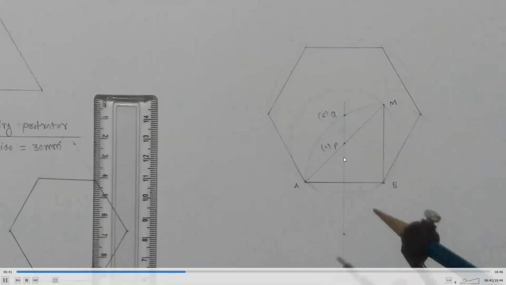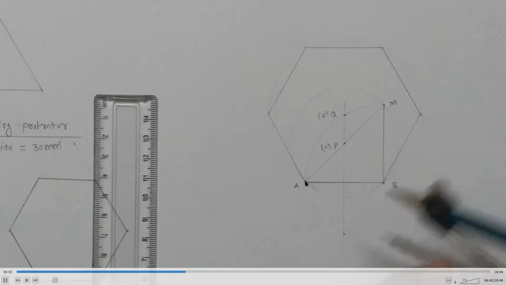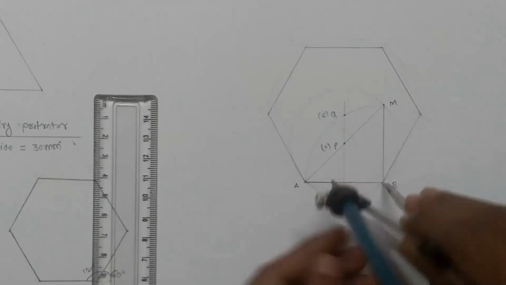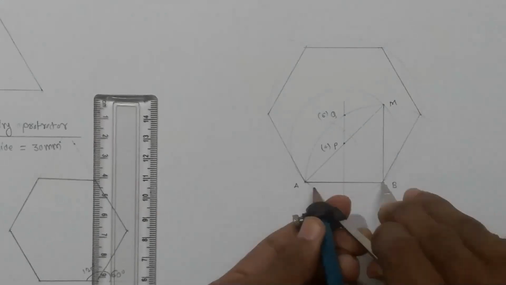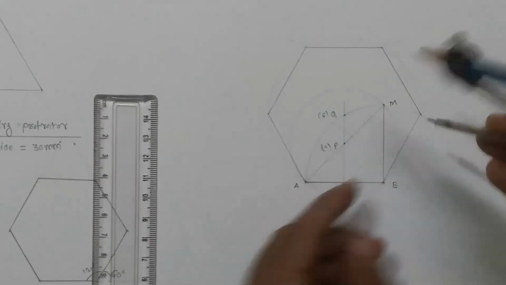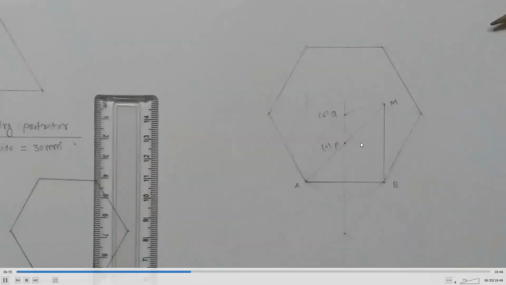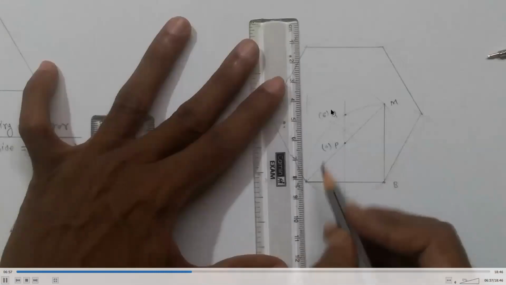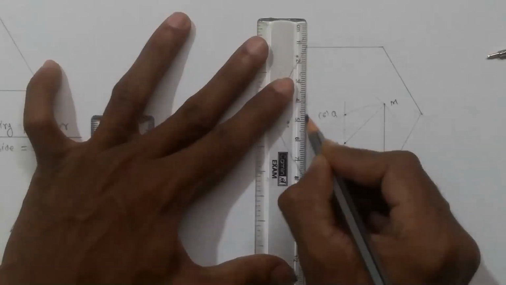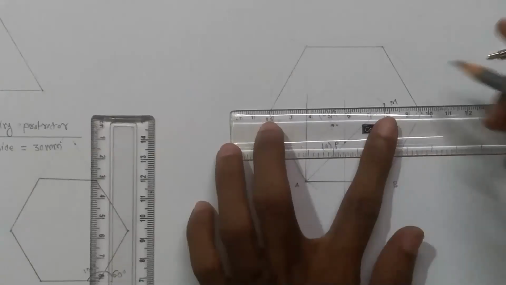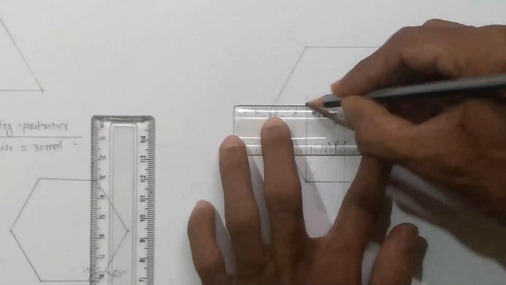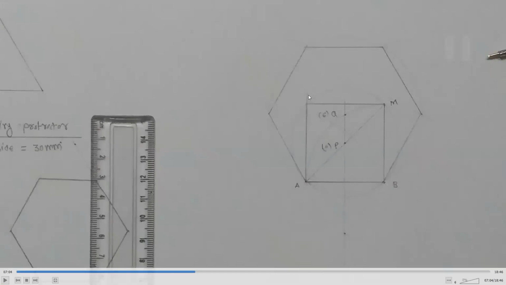Now to complete this square, the side is AB. So take the distance in compass that is equal to AB, and just cut the arc on the circumference of that small circle. And then you can complete this square. So here I have drawn only one curve on that circumference because one side is already available, that is equal to BM. Okay.